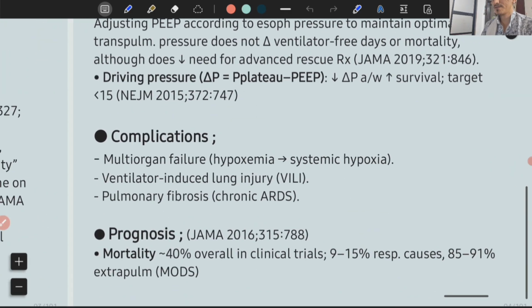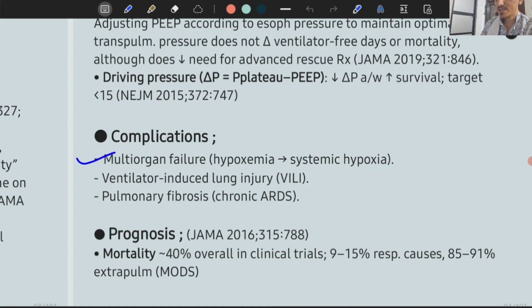So what are the complications of ARDS? Multi-organ failure. Because of hypoxemia, there is systemic hypoxia. That will lead to lactic acidosis, change in pH, loss of enzymatic activity, pump failure, cellular damage and organ damage. That is multi-organ failure.